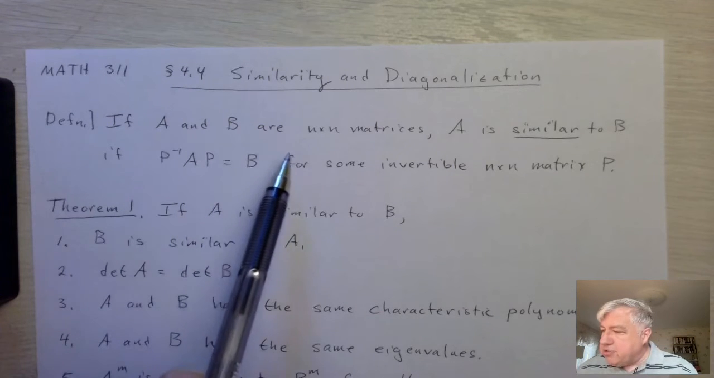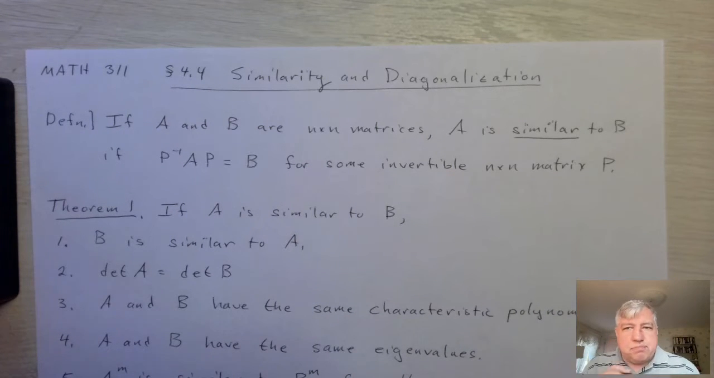So if A and B are two n by n matrices, we say A is similar to B if P inverse AP is equal to B for some invertible n by n matrix P. Now the relation "is similar to" is what we call an equivalence relation. It turns out that A is similar to A, and if A is similar to B, then B is similar to A. And if A is similar to B and B is similar to C, then A is similar to C. Those are proofs of that in your book.